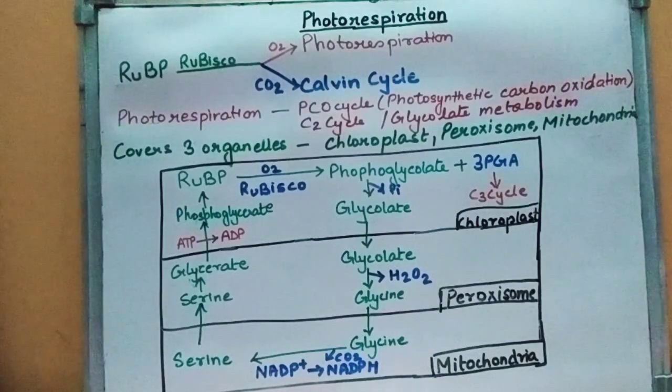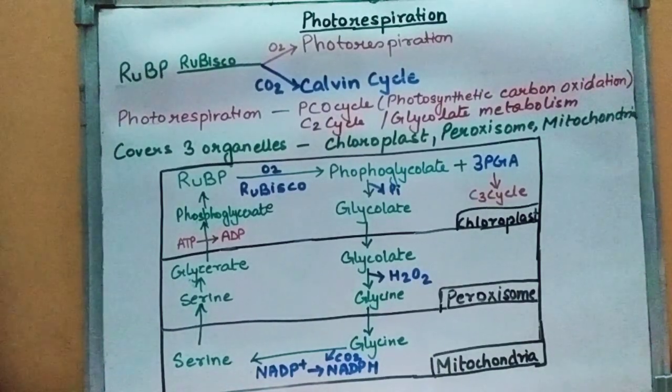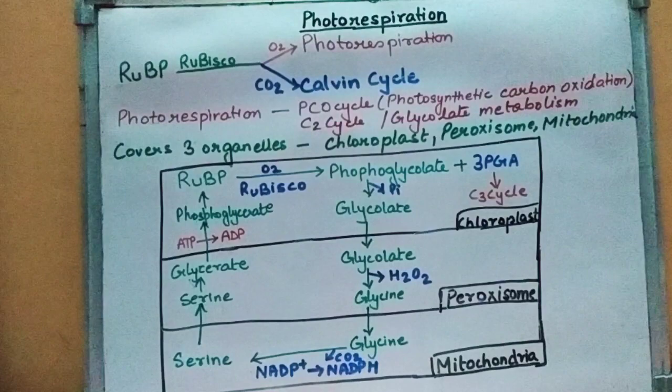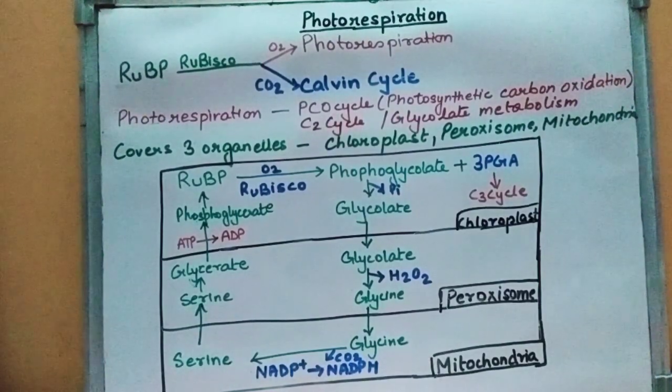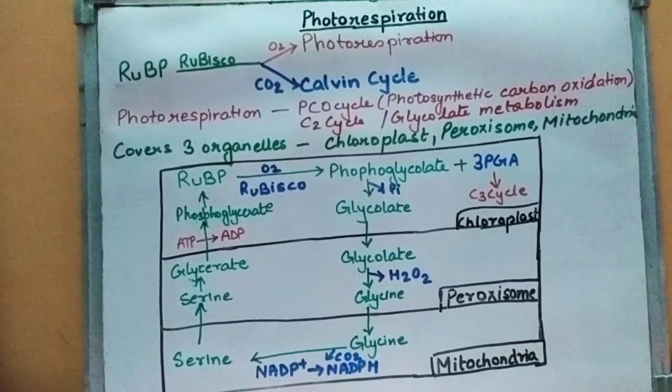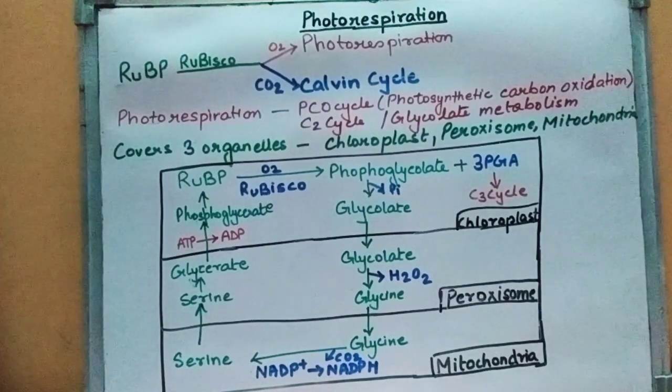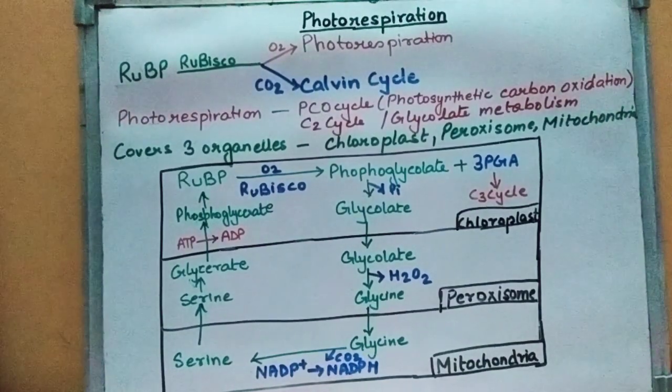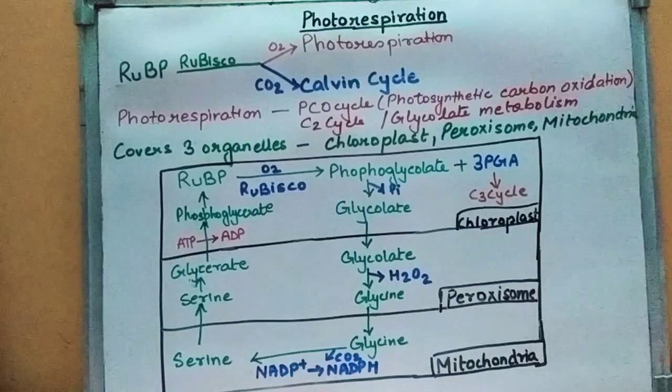Whenever there is high heat and high light intensity, oxygen concentration rises in a C3 plant, and Rubisco starts combining with oxygen rather than with CO2 and undergoes photorespiration rather than the Calvin cycle, ultimately resulting in the loss of energy for the plant. So this was photorespiration. In NCERT you will get a brief idea about this cycle and how it takes place in the plant. Hopefully you have understood this video in a proper way.